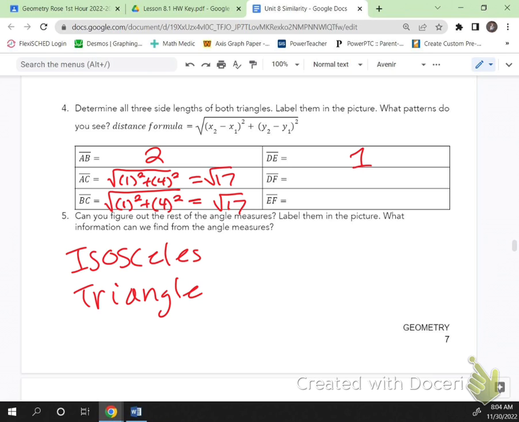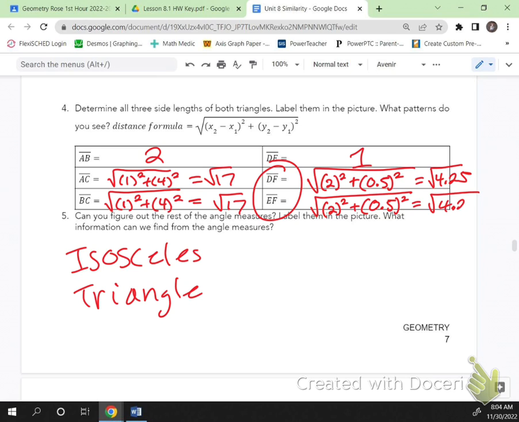If we go to this image, I want you to figure out DF and EF right now with your partner. A clue for you is they should be the same, right? We've got a similar figure here to ABC. Try to figure out DF and EF with your partner. We still have another isosceles triangle, but it's just been shrunk.